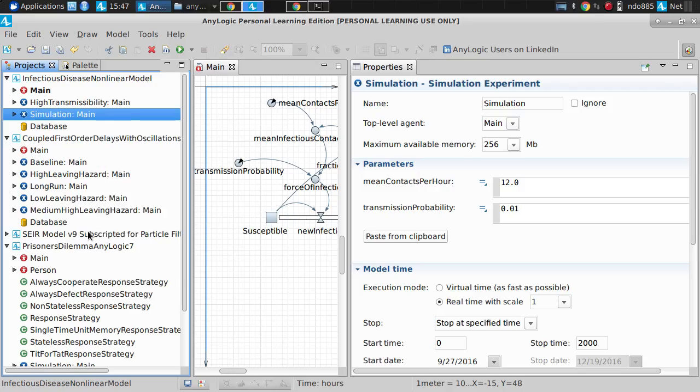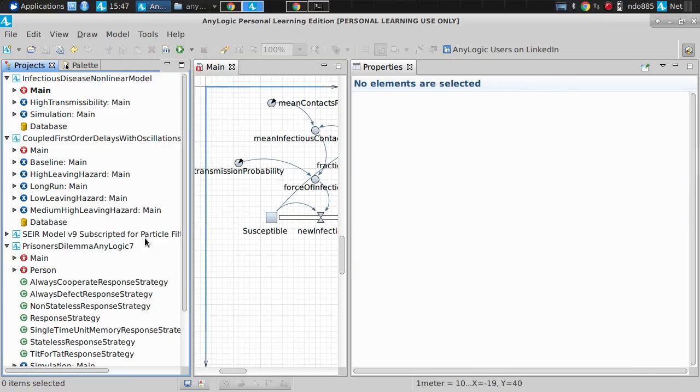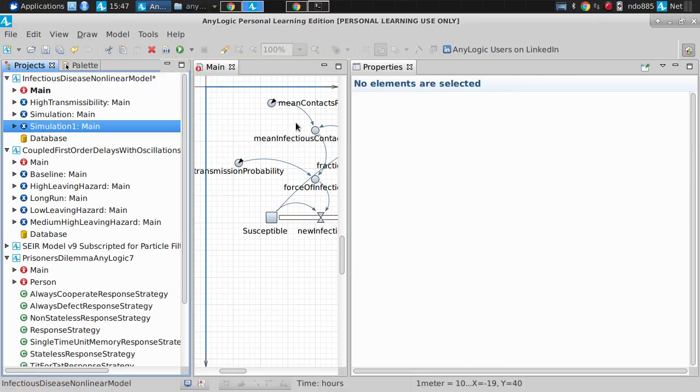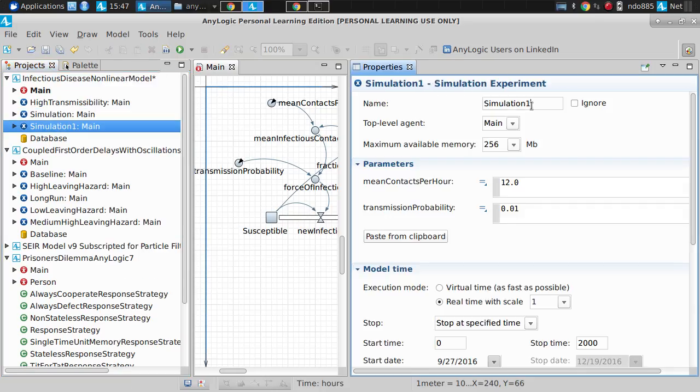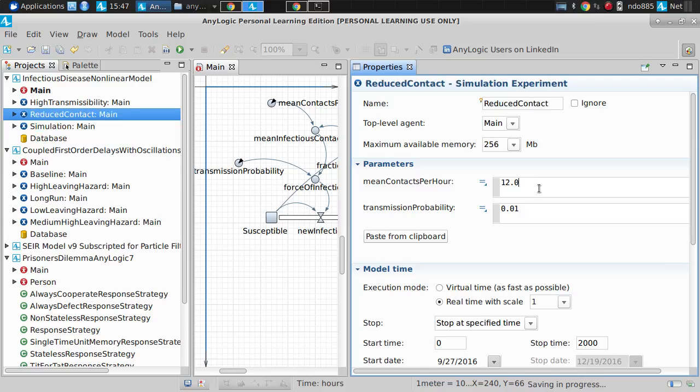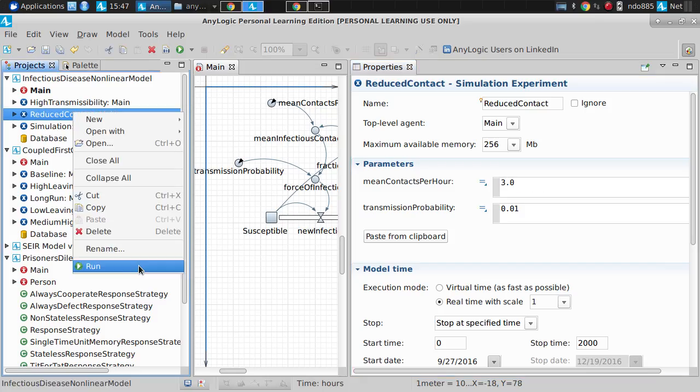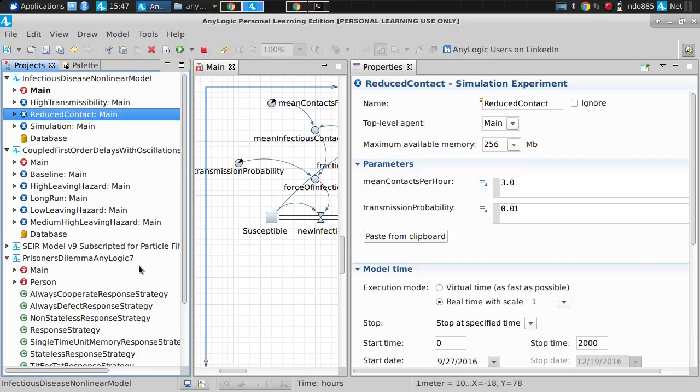So here we go. I'm going to copy this over here, paste, and this is going to be called reduced contact. There we go. And we're reducing it from 12 to 3.0. Okay, what's going to happen now when we run this?